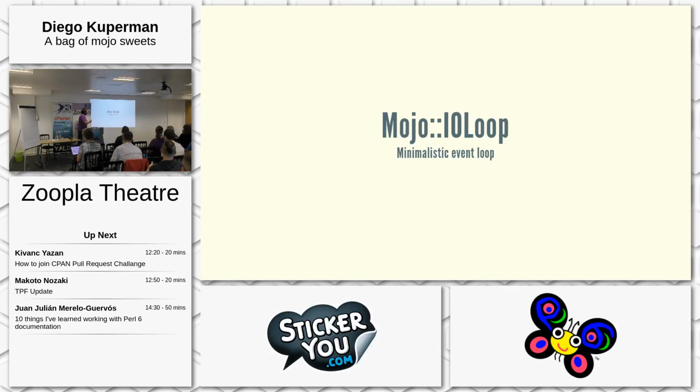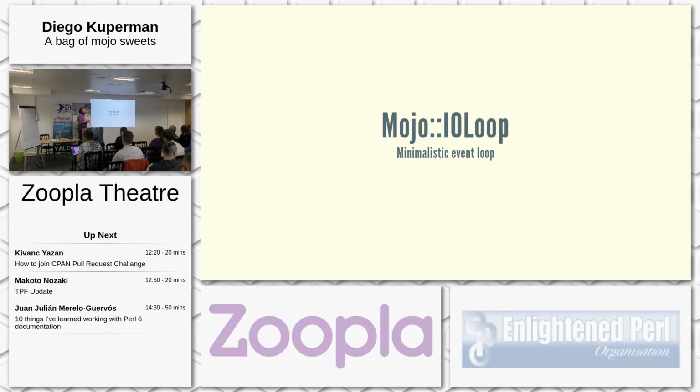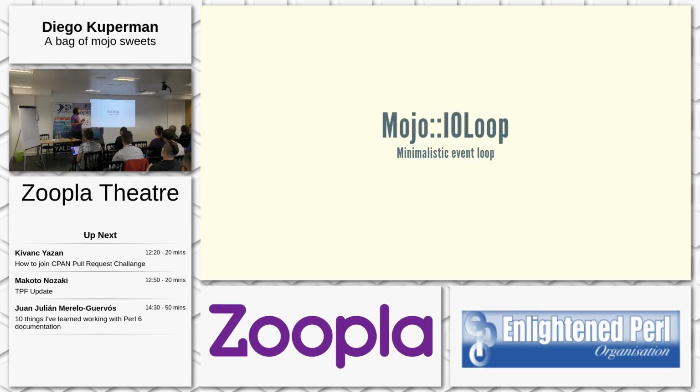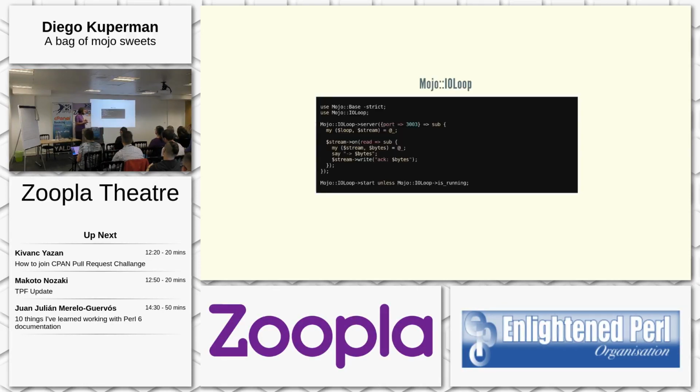Okay. At the end, we have the Mojo I/O loop. And I, on purpose, left it for the end. The rest of the modules were mostly in the same order I got from the initial grep. But this is really nice, and I want to show some examples using it all together. So the Mojo I/O loop is what you expect. It's an I/O loop to do async code.